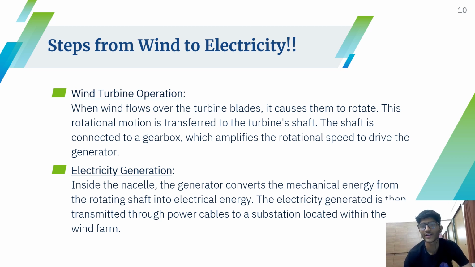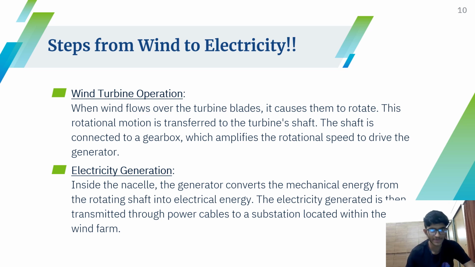First of all, the wind turbine operation. When wind flows over the turbine blades, it causes them to rotate. This rotational motion is transferred to the turbine shaft. The shaft is connected to a gearbox which amplifies the rotational speed to drive the generator.